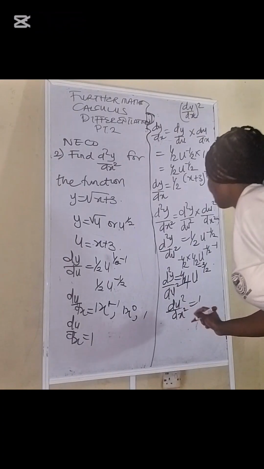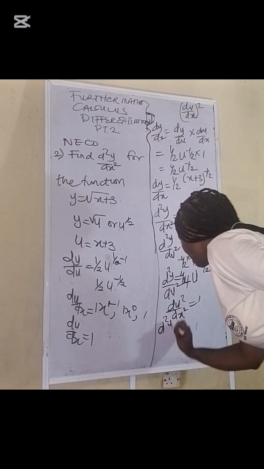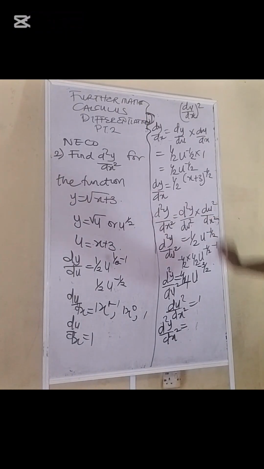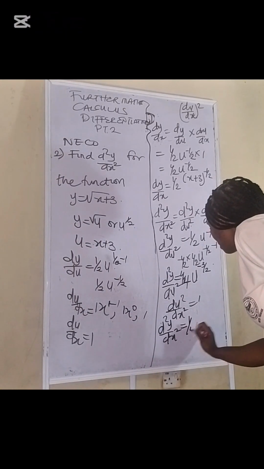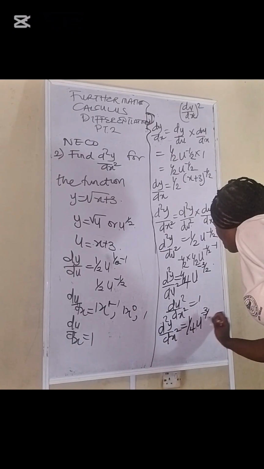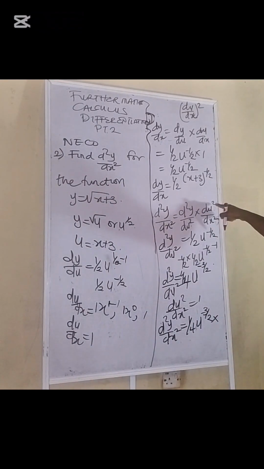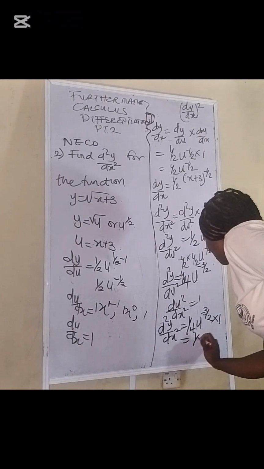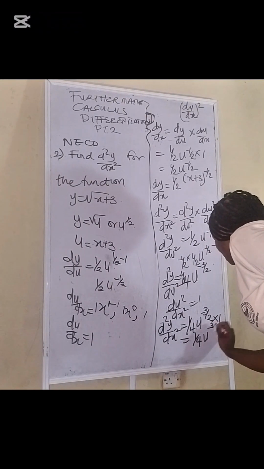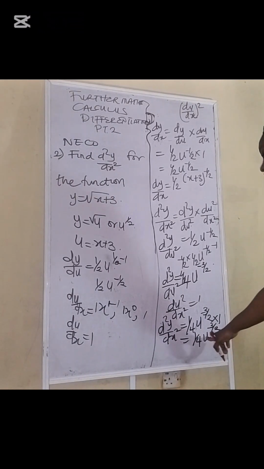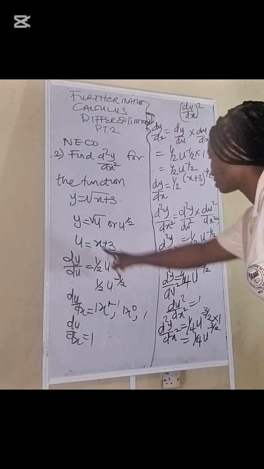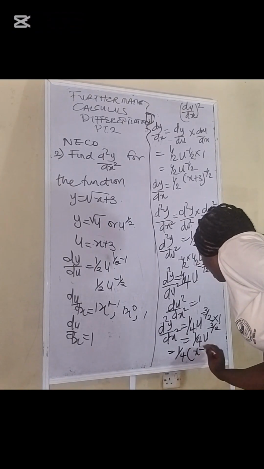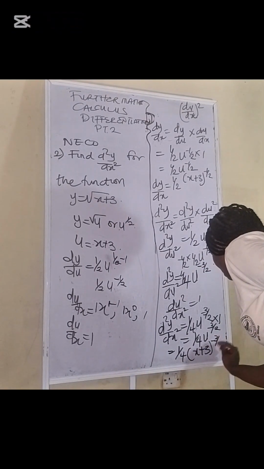So now let's add it. We want to get our d squared y over dx squared. So d squared y over dx squared equals, what is our d squared y over du squared? We got that as this, which is minus 1 over 4 u to the minus 3 over 2. What about our du squared over dx squared? That is 1. So minus 1 over 4, when you multiply 1 by this, you get this one. Do you understand? So what is our u? Our u is x plus 3. So substitute it: minus 1 over 4 times x plus 3 to the minus 3 over 2.